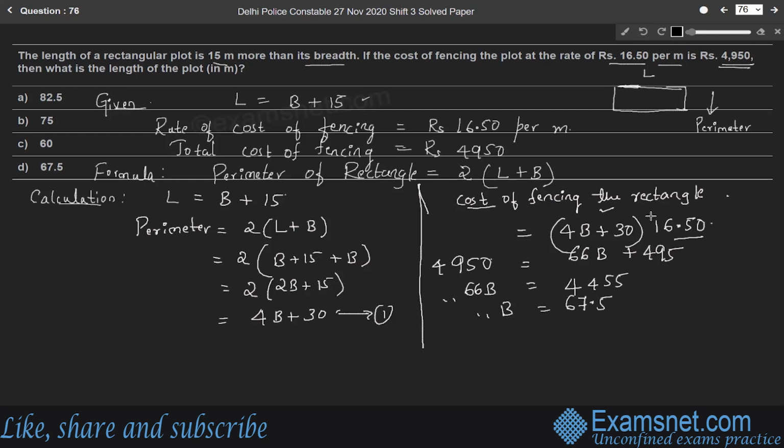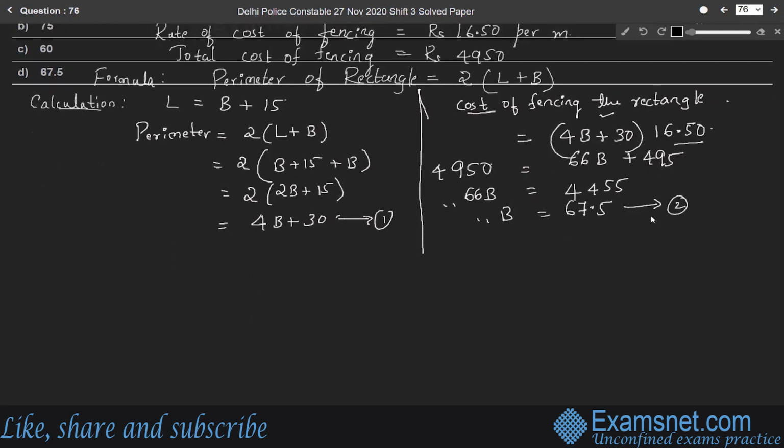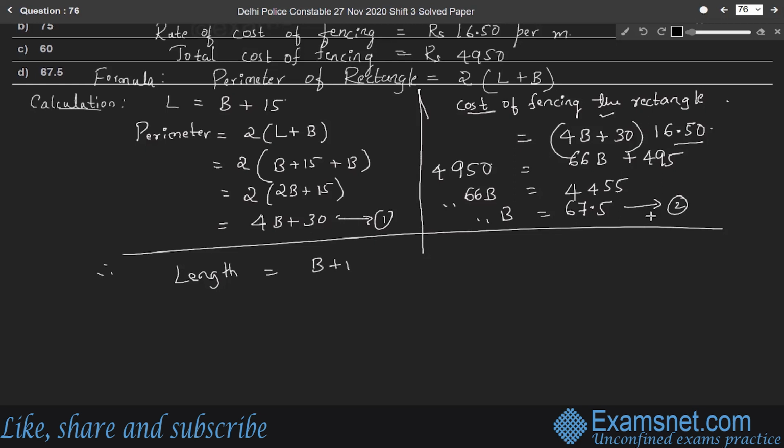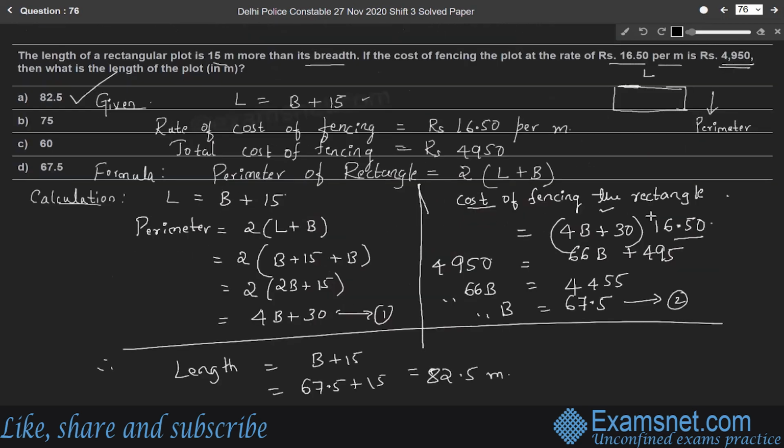What is B? Breadth of the rectangular plot, right? So from the value of B, by combining these two, length is equal to B plus 15, which is 67.5 plus 15, which is 82.5 meters. Therefore, the answer is option A, 82.5 meters.